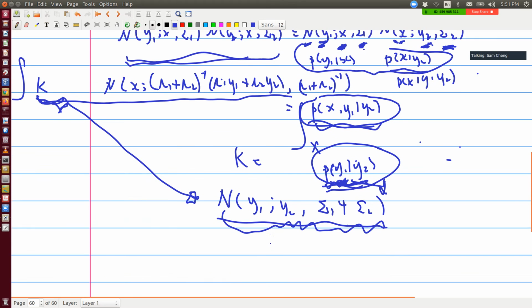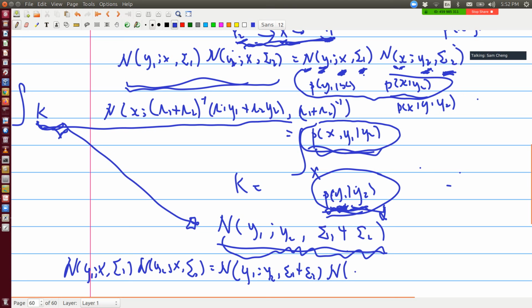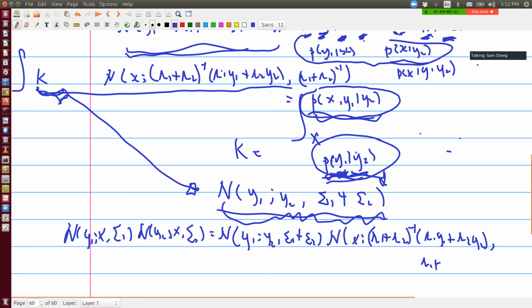So finally, we have the result: the product of that and that. The product of the Gaussian in y1 with sigma 1 and the Gaussian in y2 with sigma 2 is equal to this constant in y1, y2 with sigma 1 plus sigma 2, times a Gaussian in x whose mean is (lambda 1 plus lambda 2) inverse times (lambda 1 y1 plus lambda 2 y2), and whose variance is (lambda 1 plus lambda 2) inverse. Yes, that's what we have.